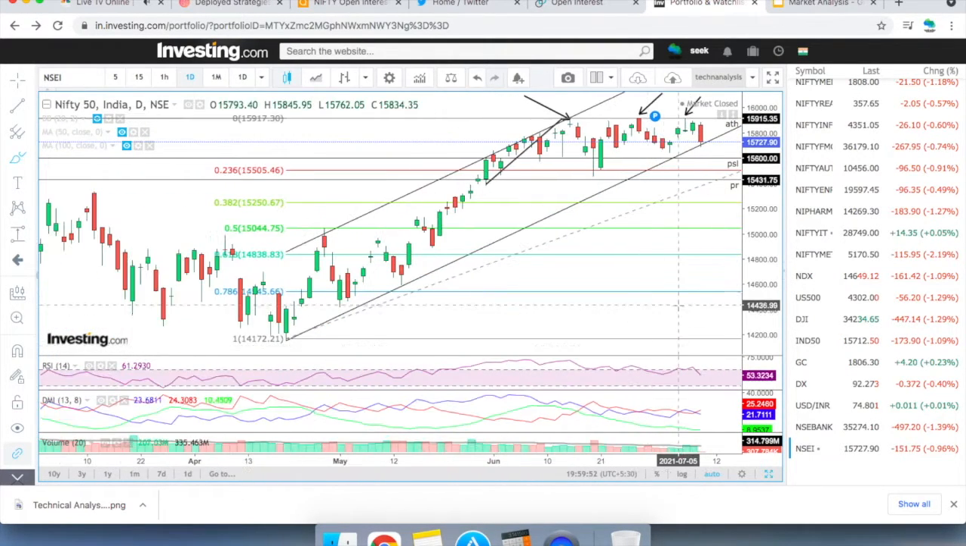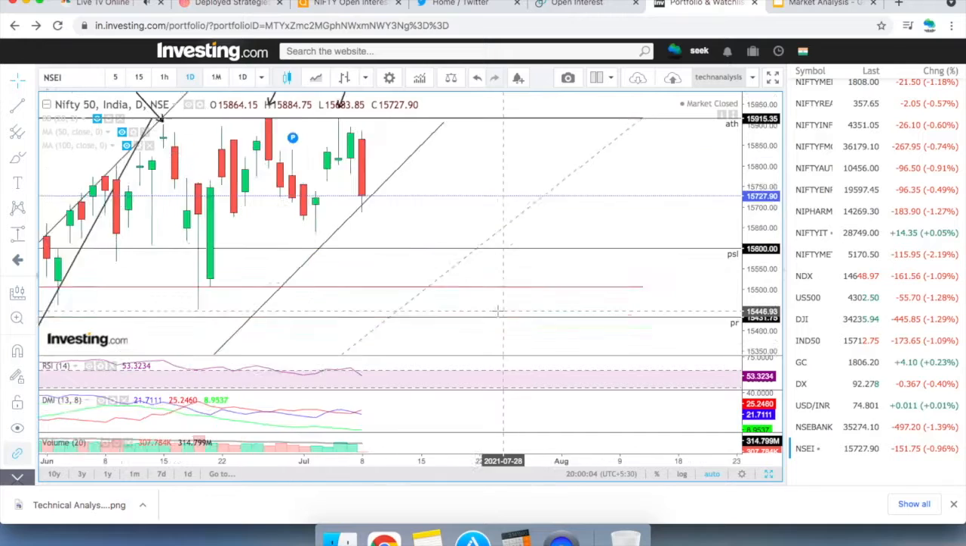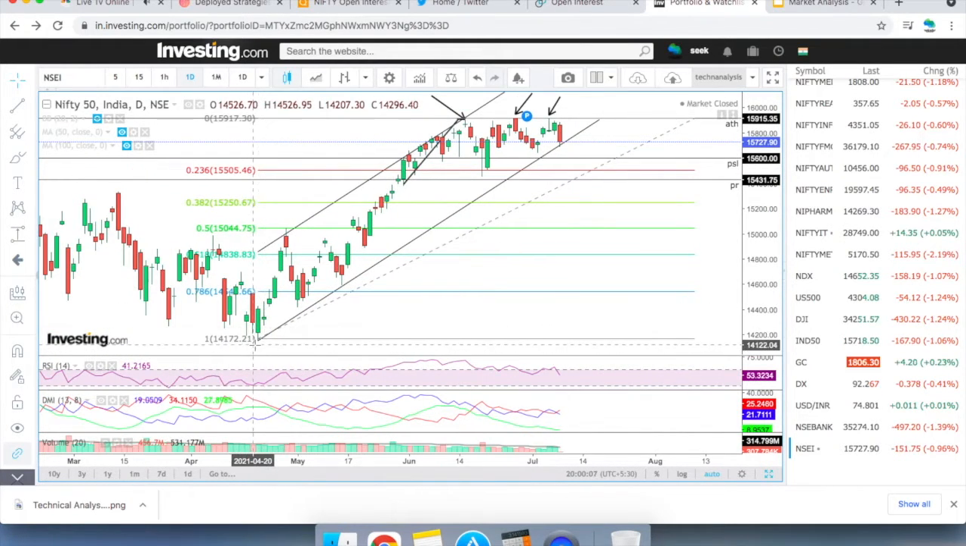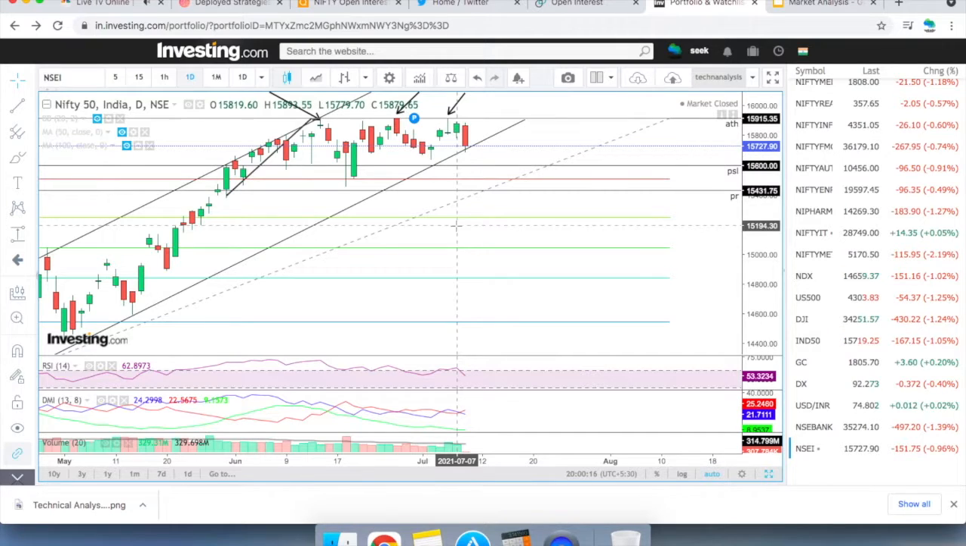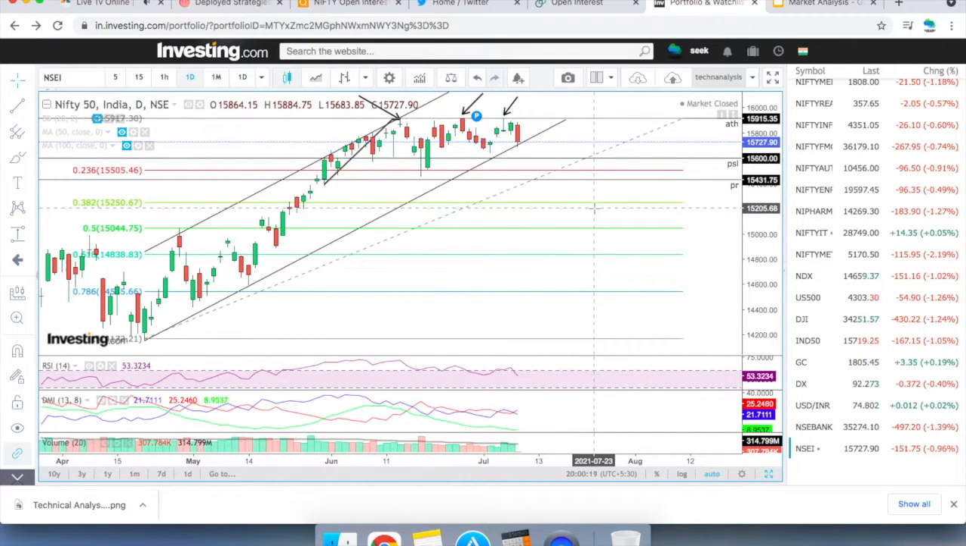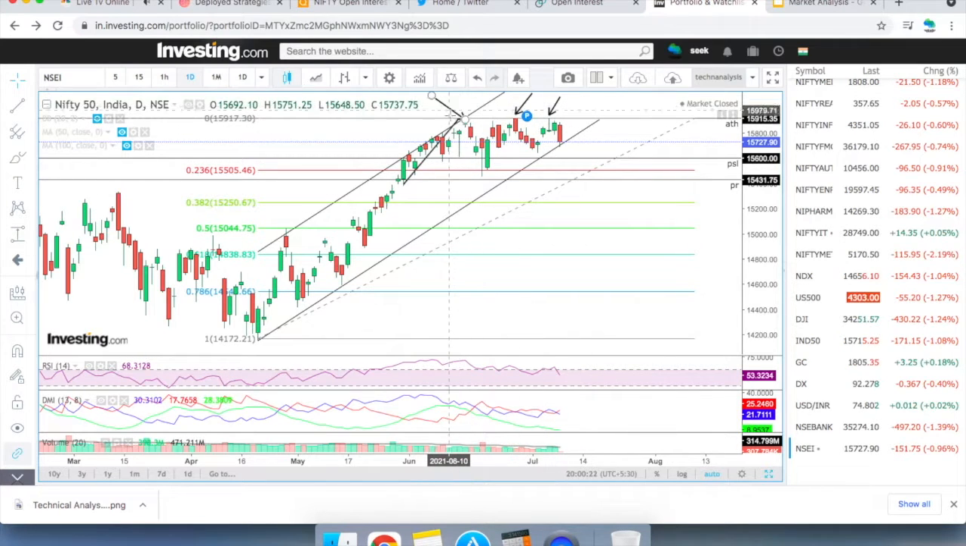So what you can see here is that there is a channel that we have been following right from April 2021, right? It just halted at the channel, did not drop, just closed above that, right? So that's something to keep in mind. You can see that it had, three times precisely, come to the 15,900 zone. It has come and halted, come and halted.